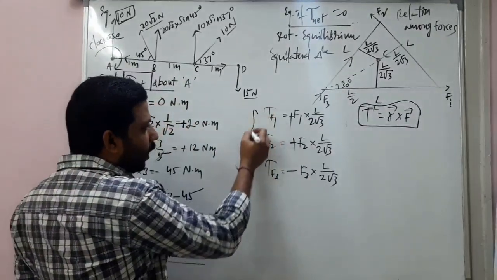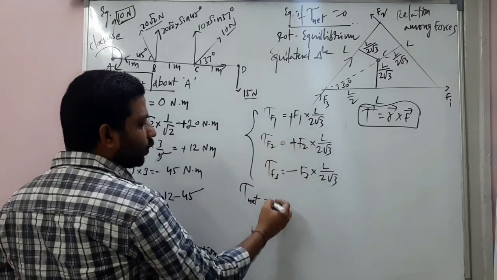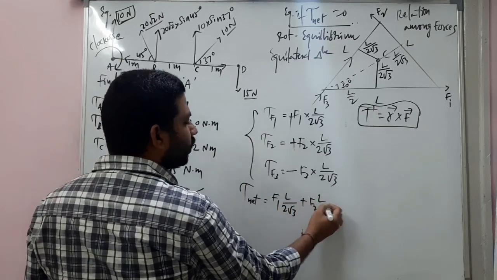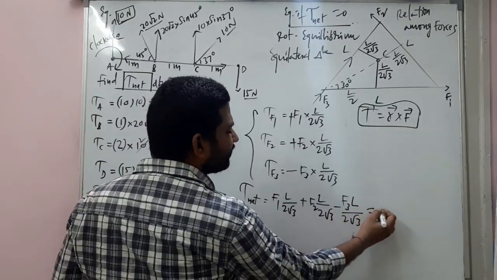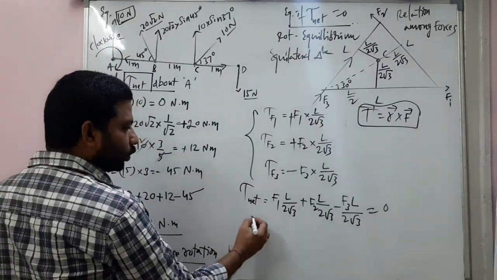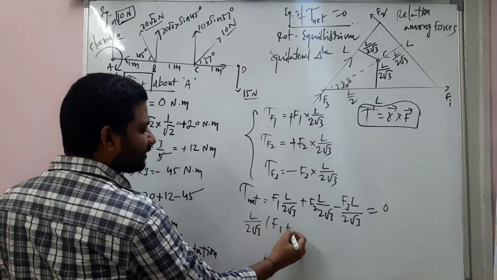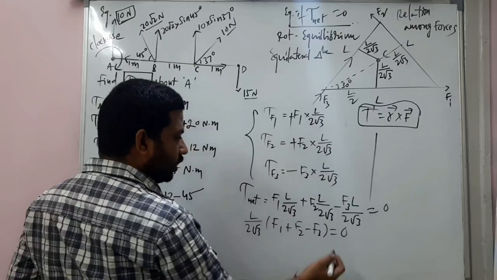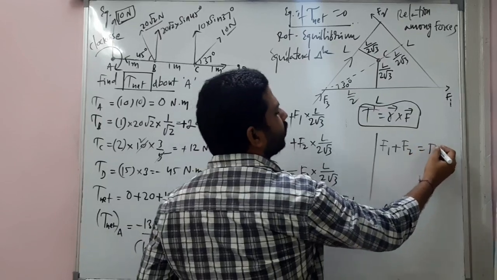Now all these three together, the net torque at the centroid is F1 L by 2 root 3 plus F2 L by 2 root 3 minus F3 L by 2 root 3 is equal to 0. So what can I write here? If I take L by 2 root 3 common everywhere, F1 plus F2 minus F3 is equal to 0. So finally, F1 plus F2 is equal to F3.